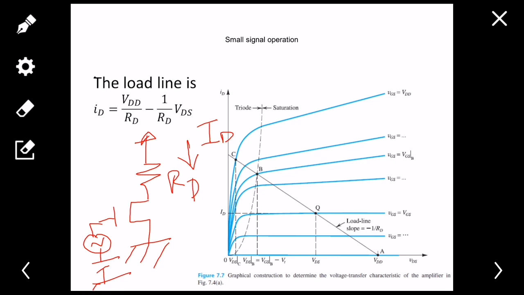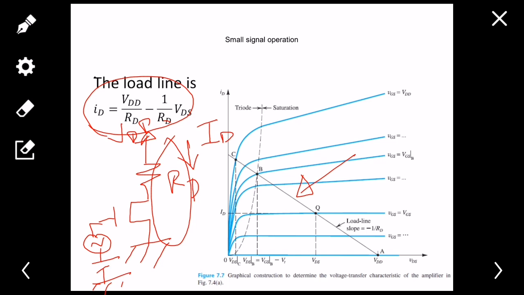So remember, the DC at the gate is actually for biasing reasons, and the AC at the gate is my small AC signal. Now if I apply a KVL at this point, I'll get this equation: ID is equal to VDD by RD minus 1 by RD into VDS. Now if I draw this straight line, then I will get this line basically.